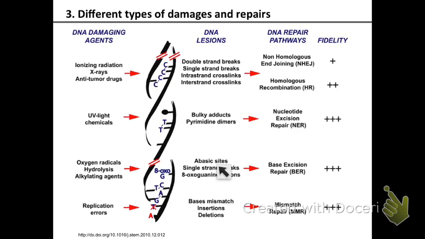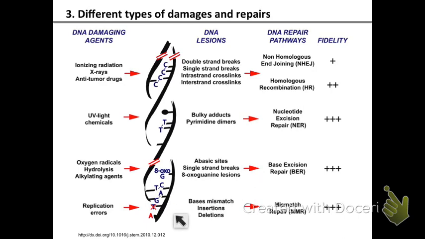That means the sugar and the sugar phosphate backbone stays intact, but the base is taken out, right? So ATGC is taken out from that site. So these are called abasic sites. They can cause single-strand breaks or have a version of guanine called 8-oxoguanine. And these are repaired by base excision repair.